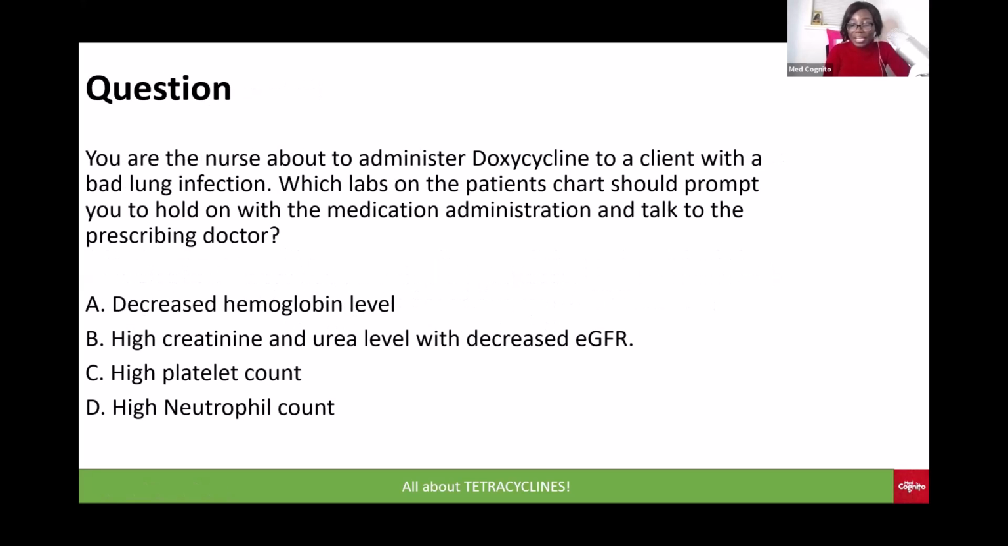Next question, who can help us with this? You are the nurse about to administer doxycycline to a client with a bad lung infection. Which labs on the patient's chart should prompt you to hold the medication administration and talk to the prescribing doctor? A, decreased hemoglobin level. B, high creatinine and urea level with decreased eGFR. C, high platelet count. D, high neutrophil count.